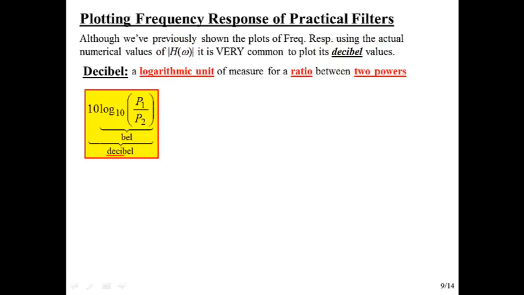So let's get the real definition of what a decibel is. It's a logarithmic unit, and it's specifically defined for a ratio between two powers. So when you think decibel, think log ratio powers. Now, originally there was a quantity defined that was called the bell, and then it was found that it was a little easier to work with 10 times that.